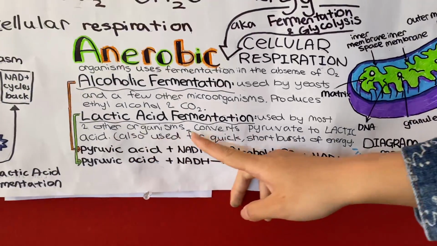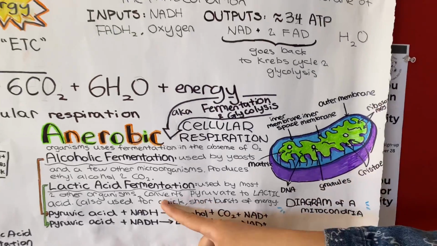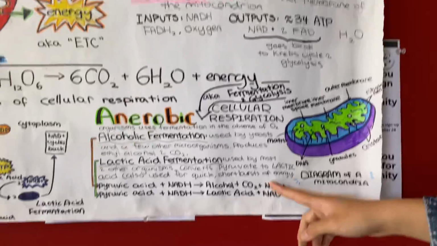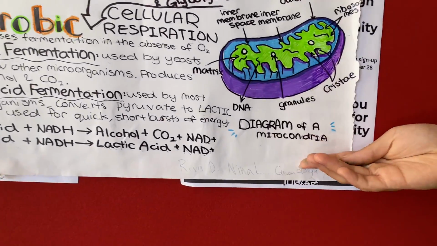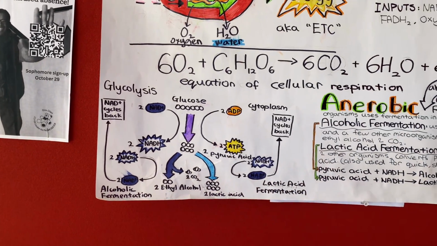And here, the other one is lactic acid fermentation, which is used by most other organisms and converts pyruvate to lactic acid. Also used for quick, short bursts of energy. Here's the diagram of the mitochondria, and here's the diagram of how energy flows in the anaerobic cellular respiration.